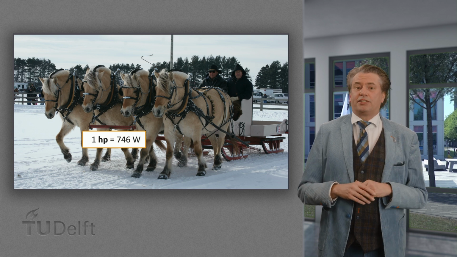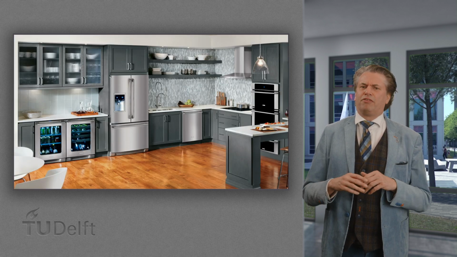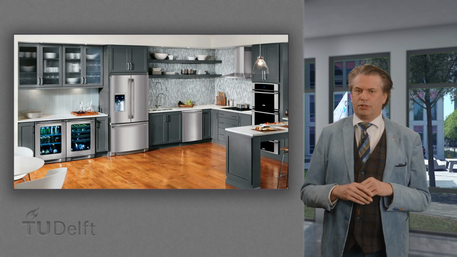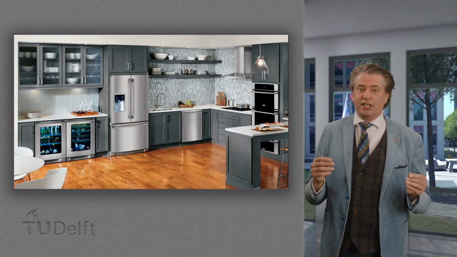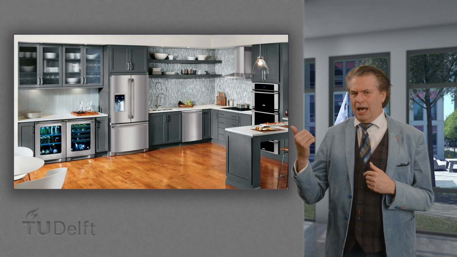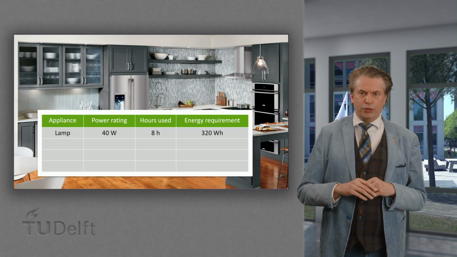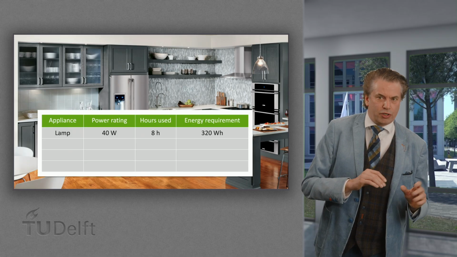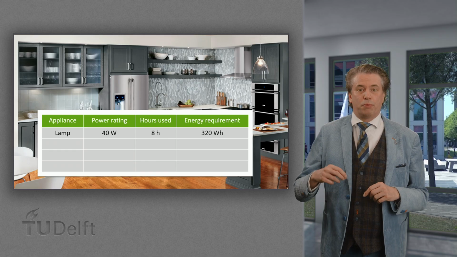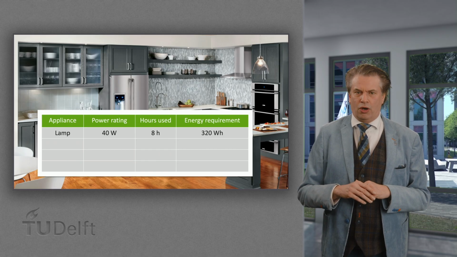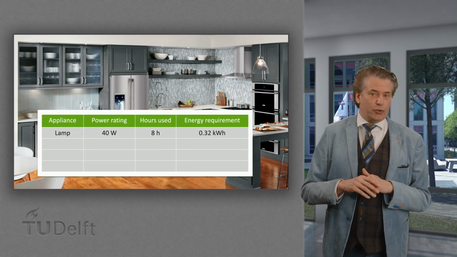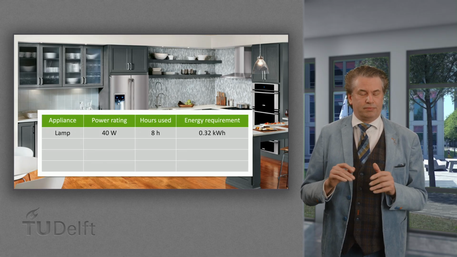The electrical appliances that we use in our homes usually have a label with a power rating. The amount of energy used by the appliances depends on the time for which it is used. A lamp rated at 40 watts, if used for 8 hours, will use 40 watts multiplied by 8 hours, which is equal to 320 watt hours, or 0.32 kilowatt hours of energy.